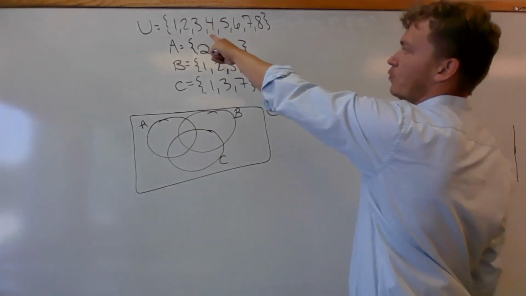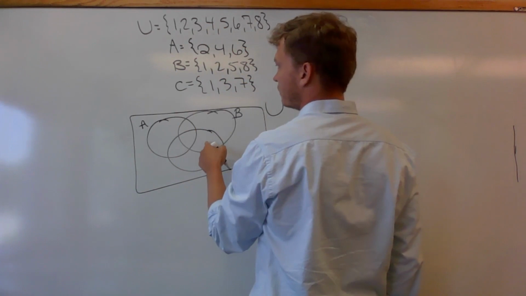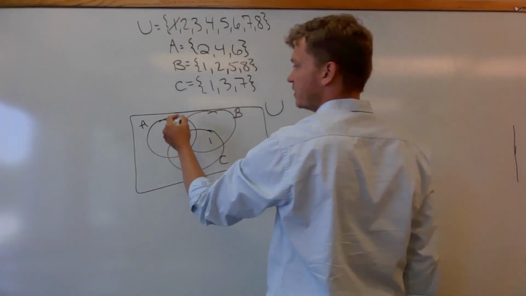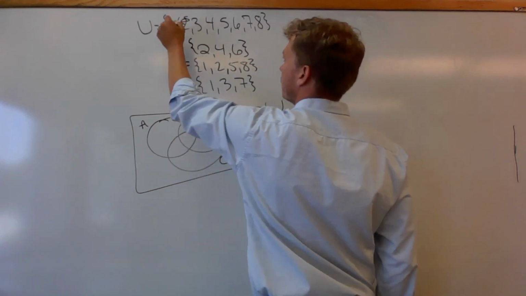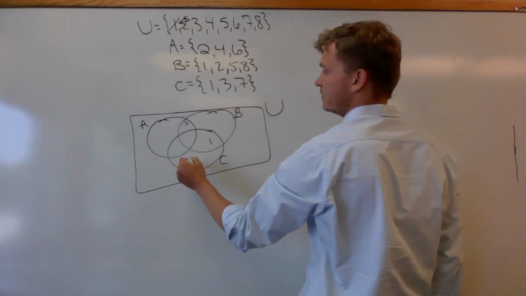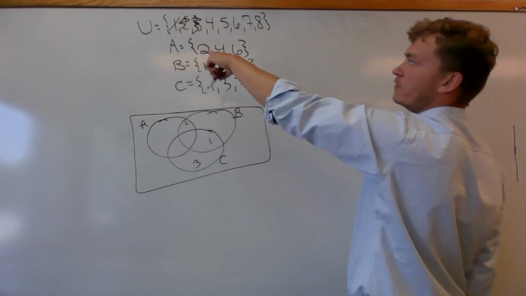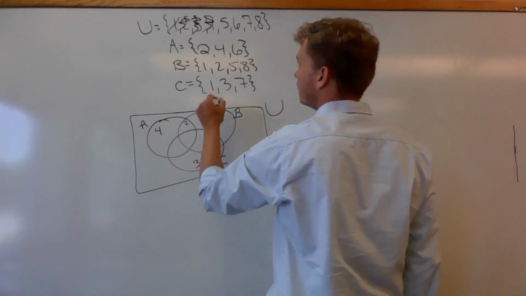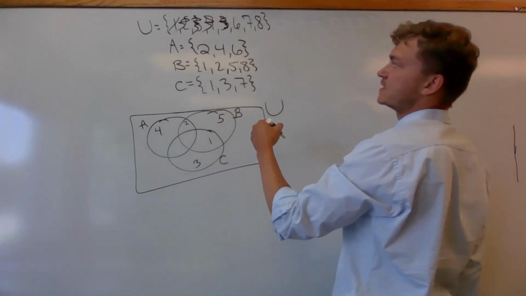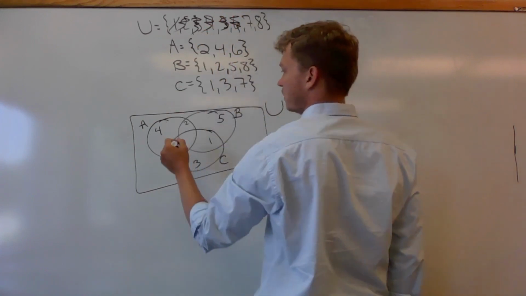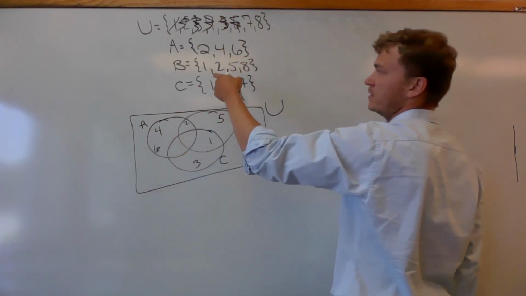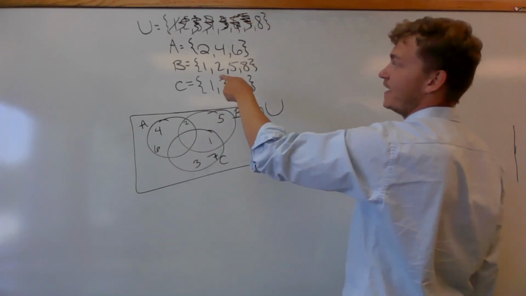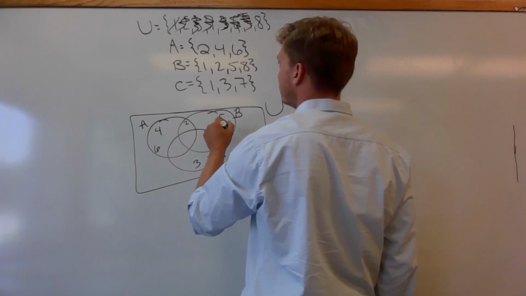Starting with 1. 1 is in B and C, right here. Going with 2. 2 is in A and B, so right here. Going with 3. 3 is only in C. For 4, 4 is only in A. Looking at 5, 5 is only in B. Looking at 6, 6 is only in A. Looking at 7, 7 is only in C. Looking at 8, 8 is only in B.